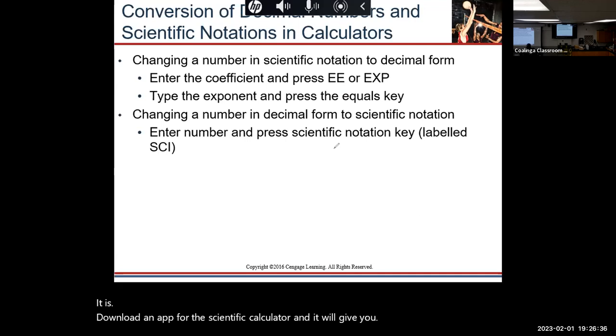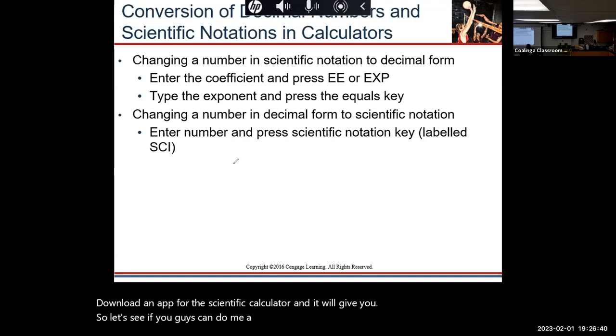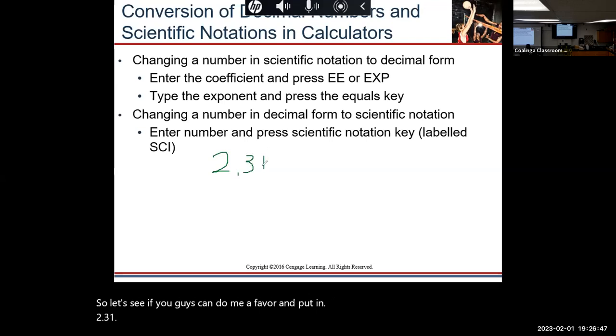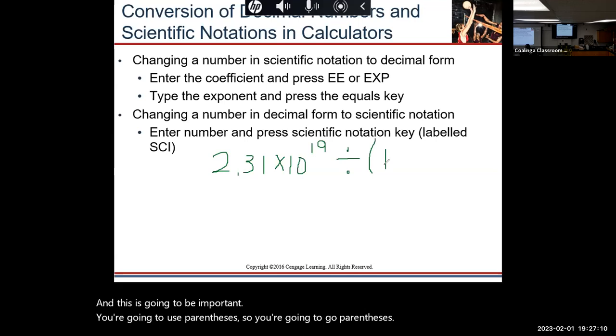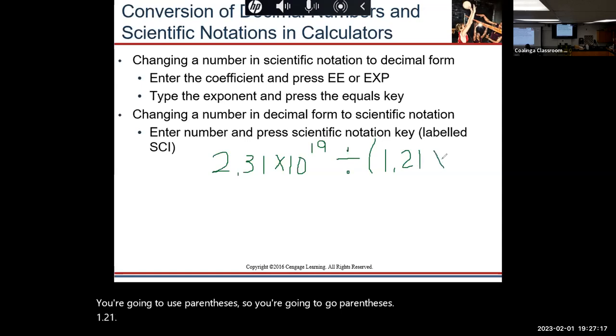Okay. So let's see if you guys can do me a favor and put in 2.31 times 10 to the 19th. And then what we're going to do, we're going to divide it by, this is going to be important, you're going to use parentheses. So you're going to go parentheses 1.21 times 10 to the 12.